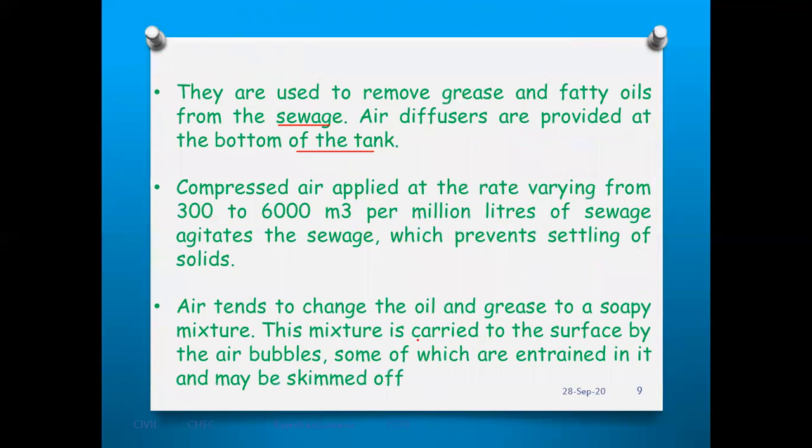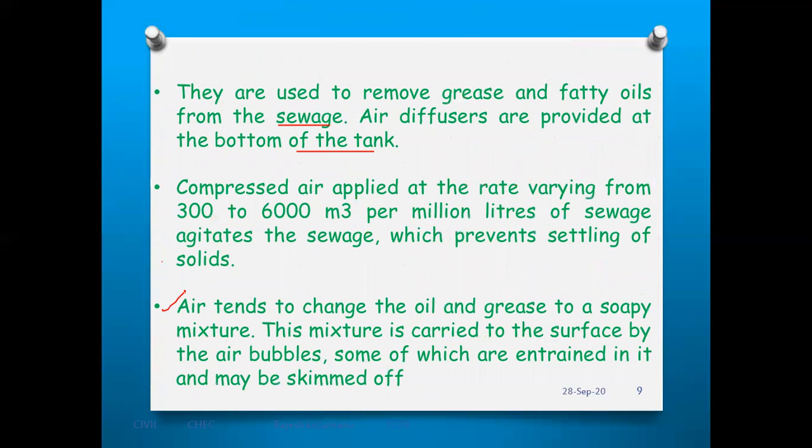Compressed air applied at the rate varying from 300 to 6,000 meter cube per million liters of sewage agitates the sewage, which prevents the settling of the solids. Next, air tends to change the oil and grease. So what happens? This air will tend to change the oil and grease to a soapy mixture. So what is the main purpose of air entering into the water?